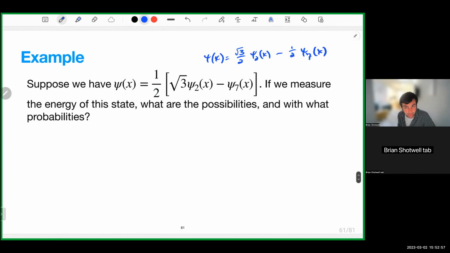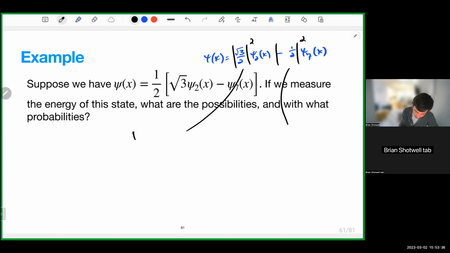Okay, so if we have this state and we measure the energy of this state, what are the possibilities and with what probabilities? Well, we've written our wave function in terms of the eigenstates of the energy operator. So psi2 and psi7, we wrote our psi in terms of psi2 and psi7. In terms of all the psi-n's, the coefficient in front of psi1 is 0, coefficient of psi3 is 0, psi4 is 0, etc. Now what we can do is read off from the coefficients squared right here. And this one has the minus sign, but if you square the minus sign, it doesn't really matter. So this coefficient squared and this coefficient squared tell us two different things.